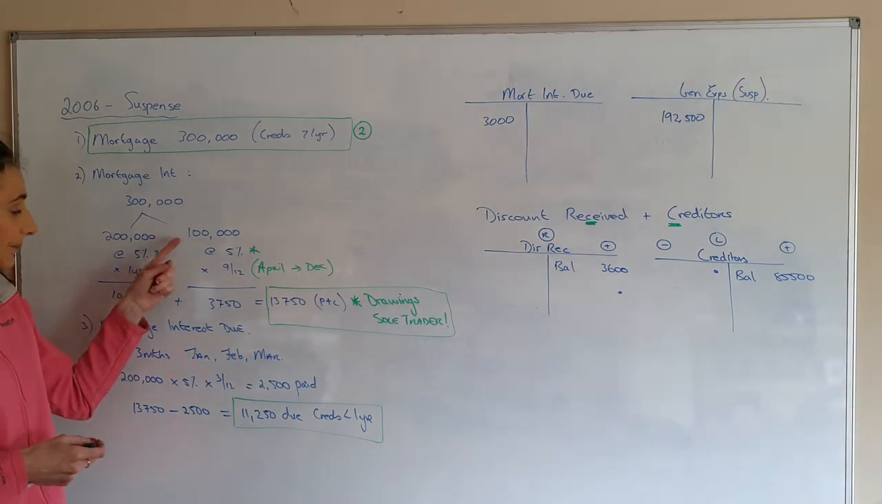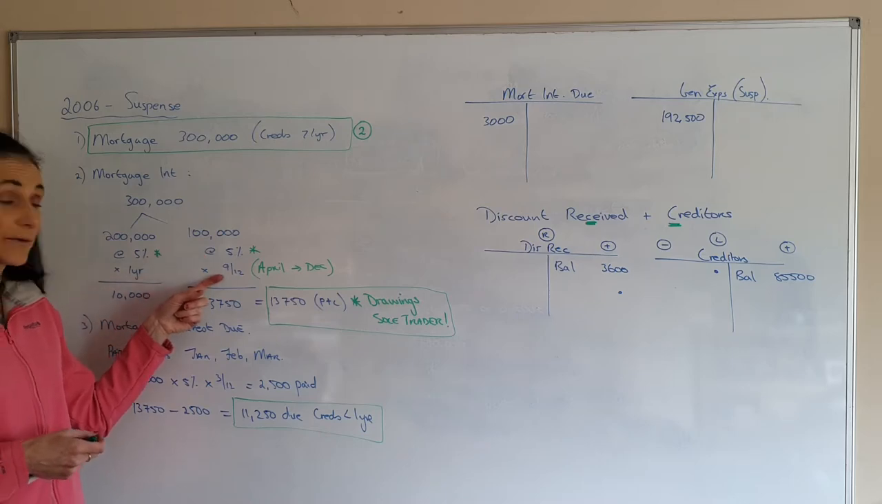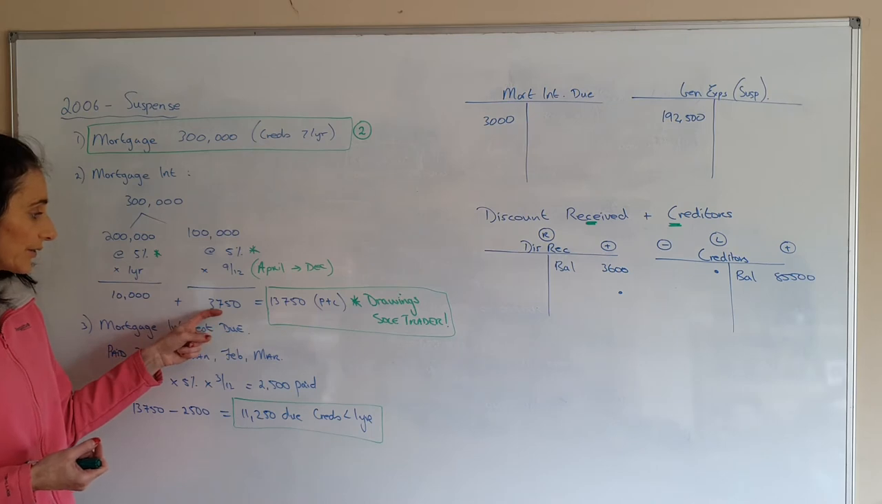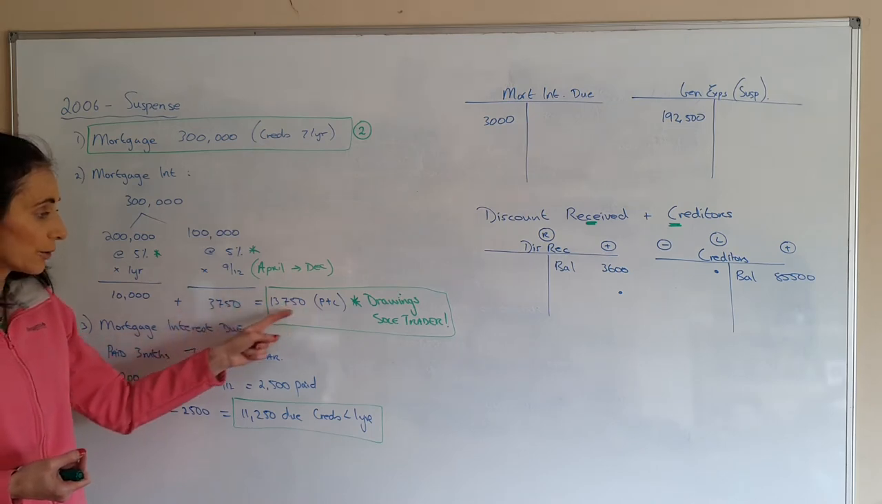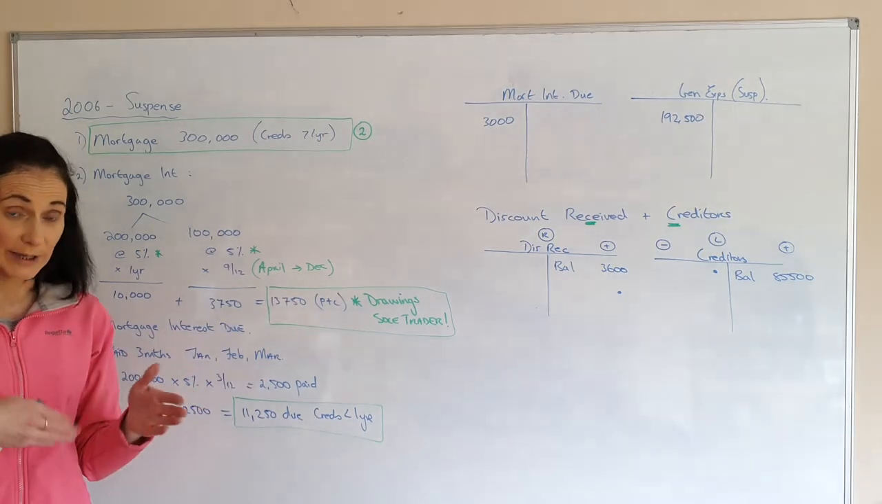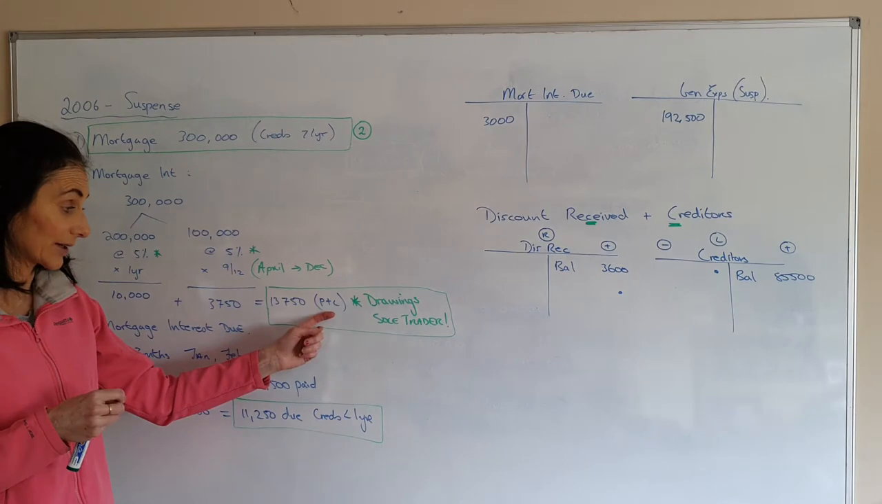This one here, it's 100,000. It's at 5%, but you only have to pay it from April to December. So that's 9/12. So that's 3,750. That means in total, this is what you have to pay. Now, interest is something that you have to pay daily and all the time. Things that you pay all the time have to go into the profit and loss.